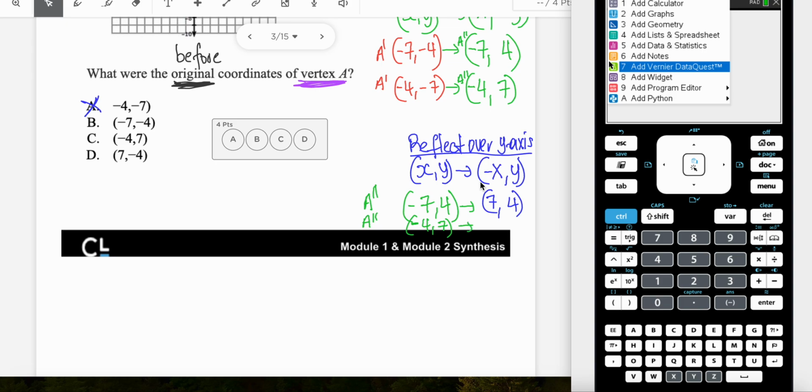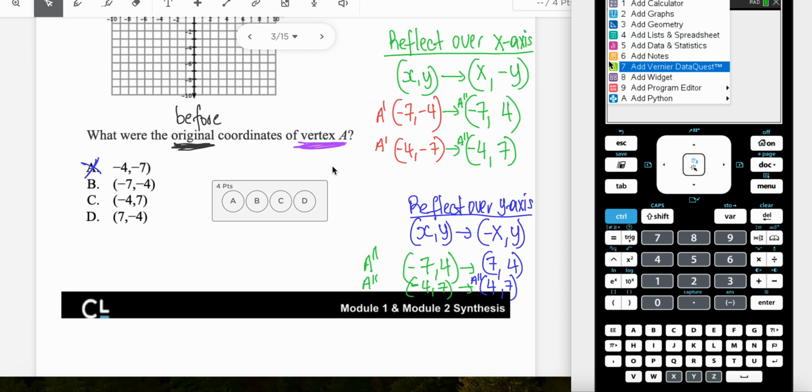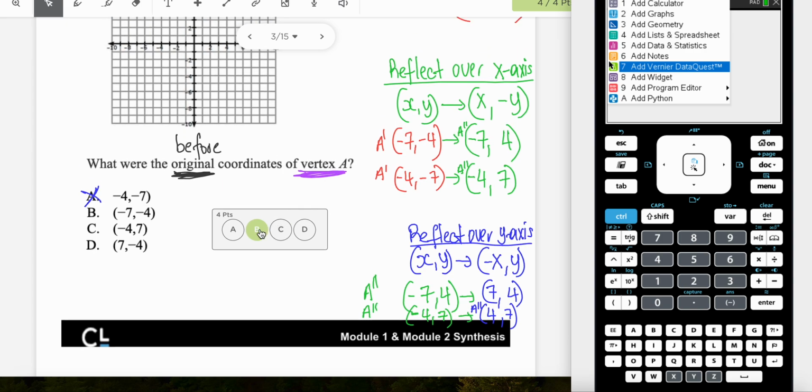And we're going to reflect it over the y-axis. So the y-axis, the x becomes opposite. So it was negative 4. It's going to become positive 4. And the 7 remains the same. And this would be what our a prime prime would be. Now, if we go back, it's 4, 7. Does that match our a prime prime? 4, 7, yes. So the answer would be B. So you would just choose B as your answer. Okay? All right.